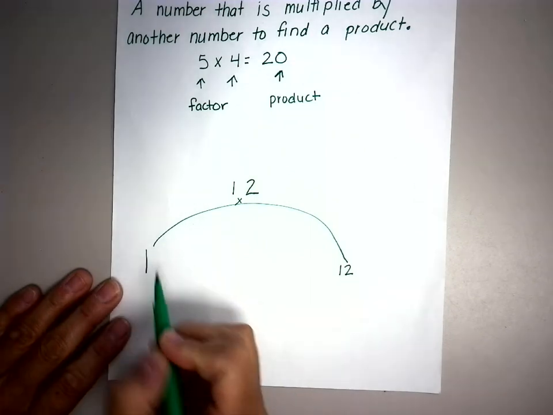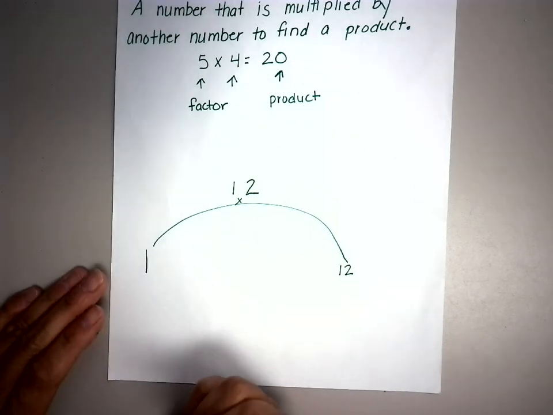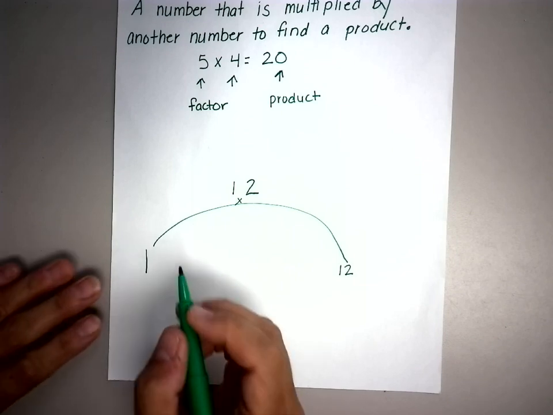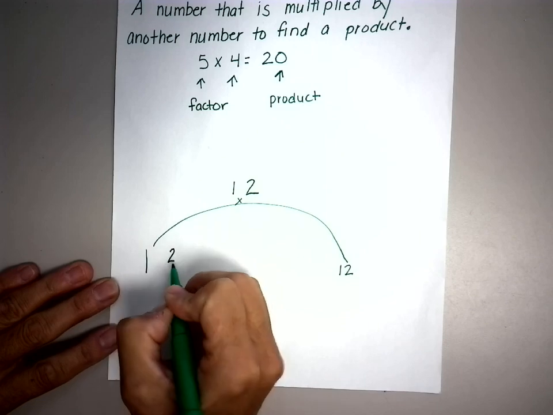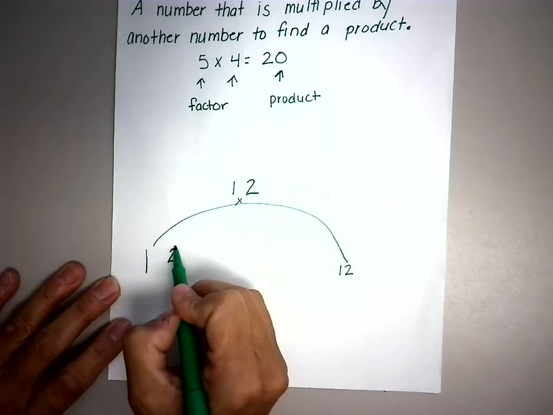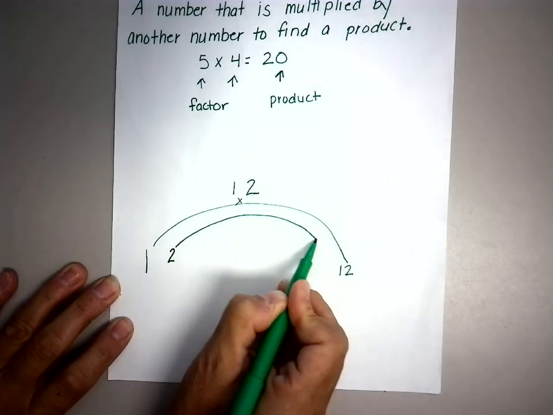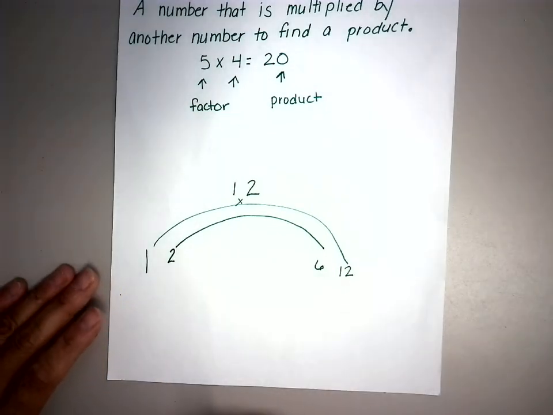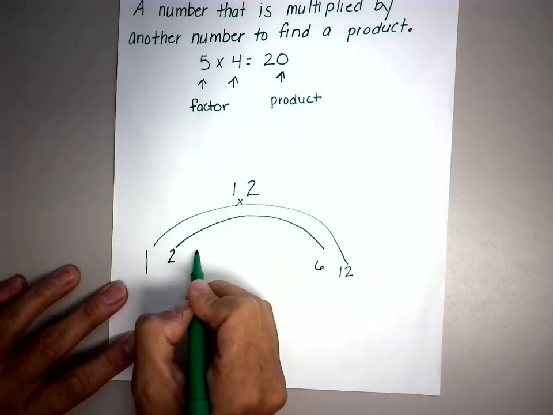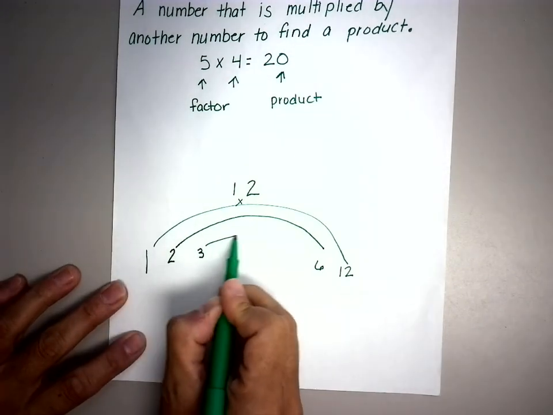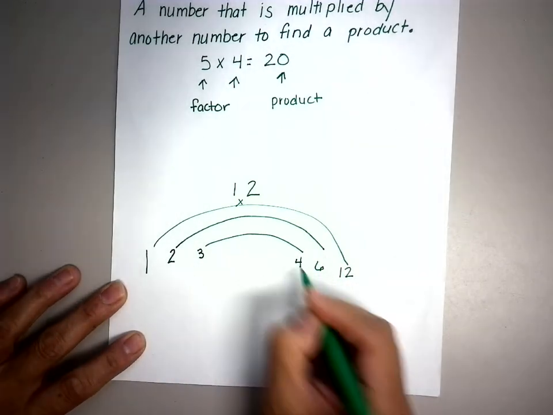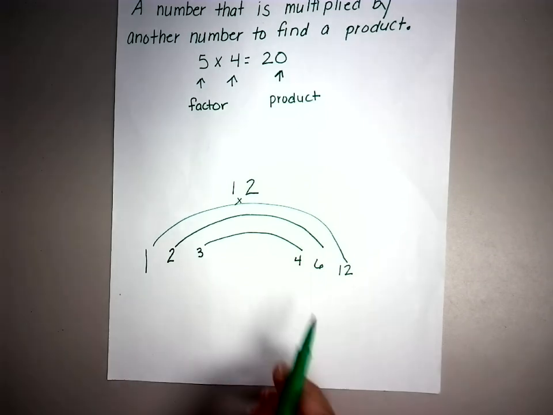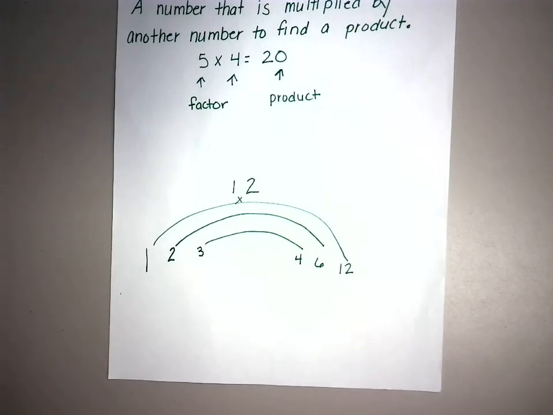And then I'm going to go, after 1 comes the number 2. So I need to think about, does 2 times anything equal 12? Well, it does. 2 times 6. So I'm going to draw another rainbow. This is my multiplication. And I'm going to go to 3. Does 3 times anything equal 12? Yes, 3 times 4. Then I'll go to 5. Is 5 times anything? No. 6? Well, I already used 6, so that means I can stop.